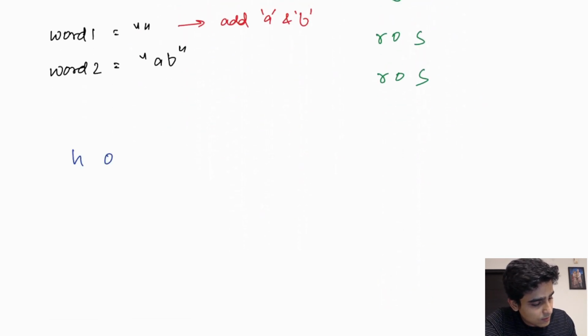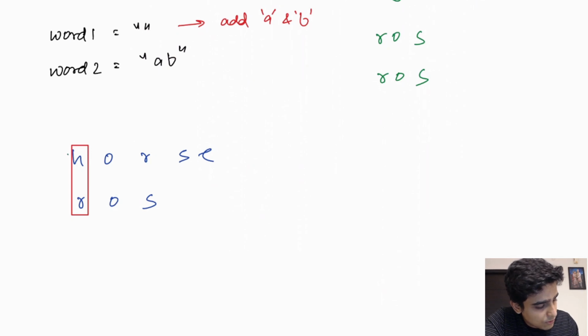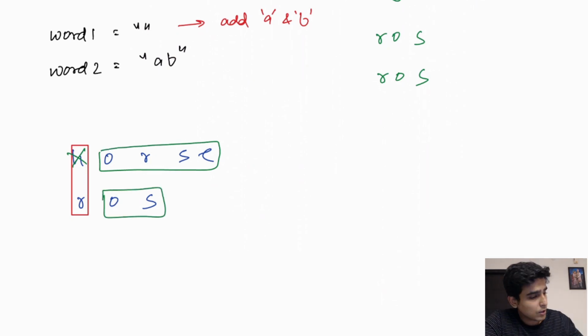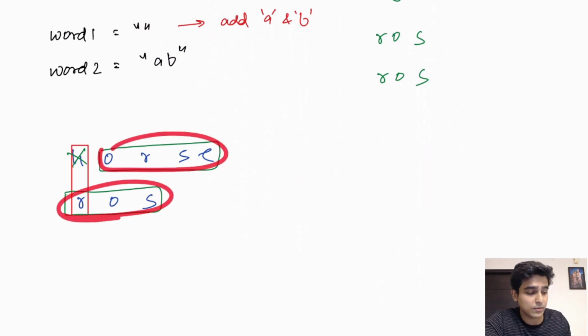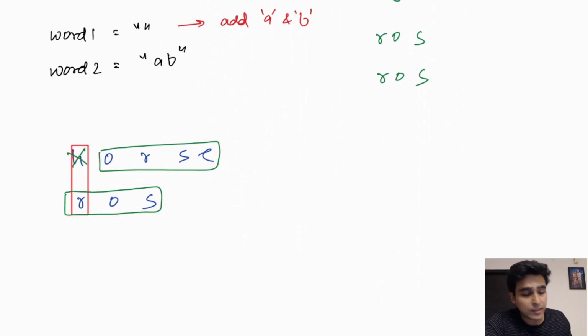Let's say you are at HORSE and ROS. Since H and R are not equal, either you can delete the H. Then you will only compare ORSE with ROS, because now you want to make ORSE equal to ROS since you have deleted H. So this is the one method you can do.